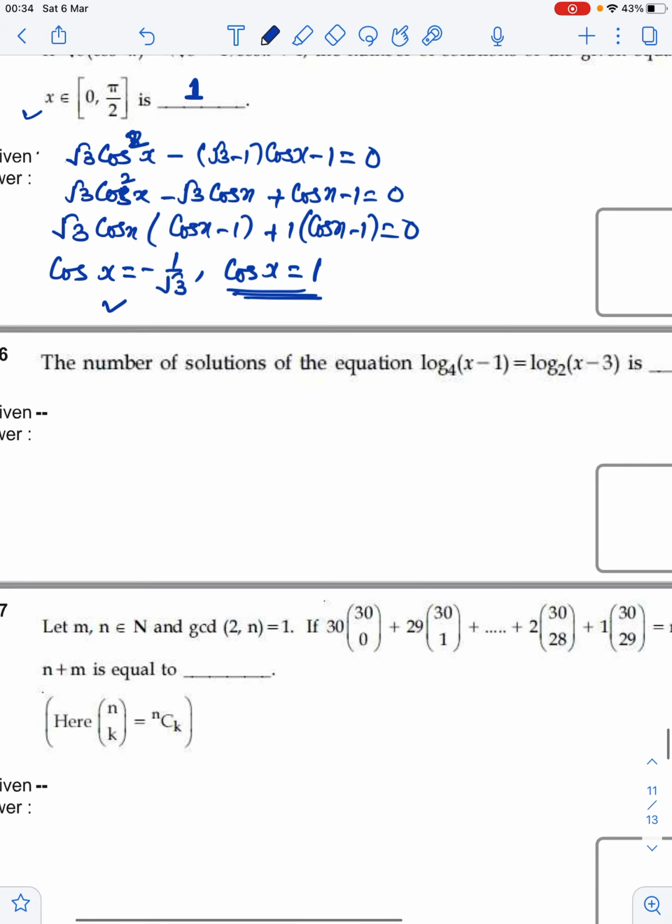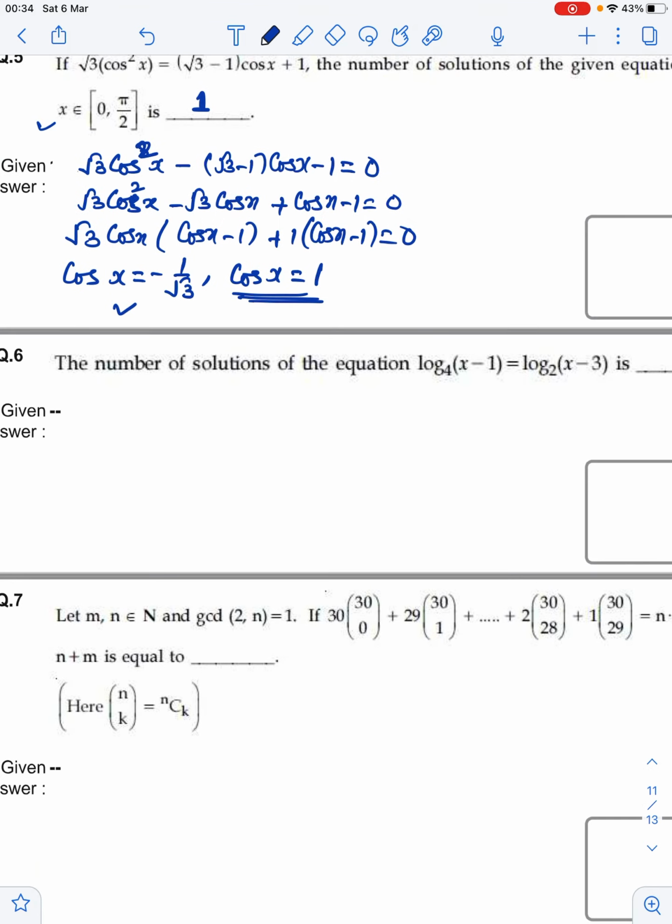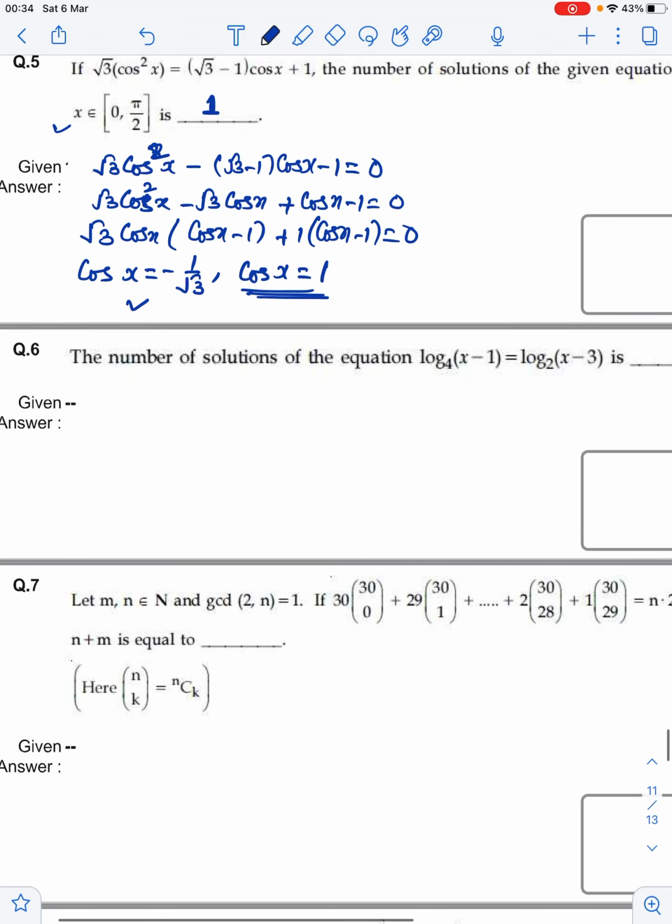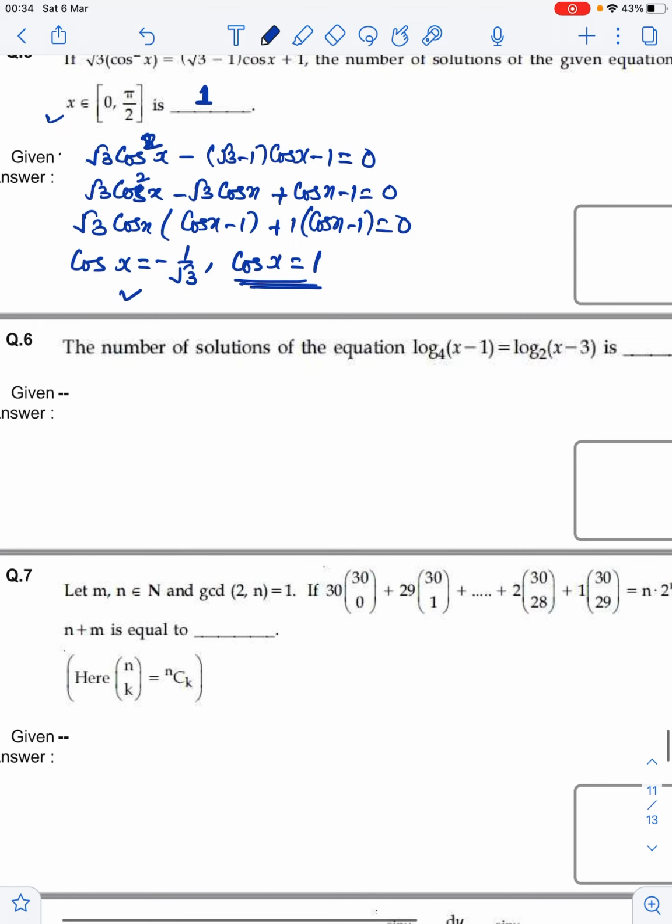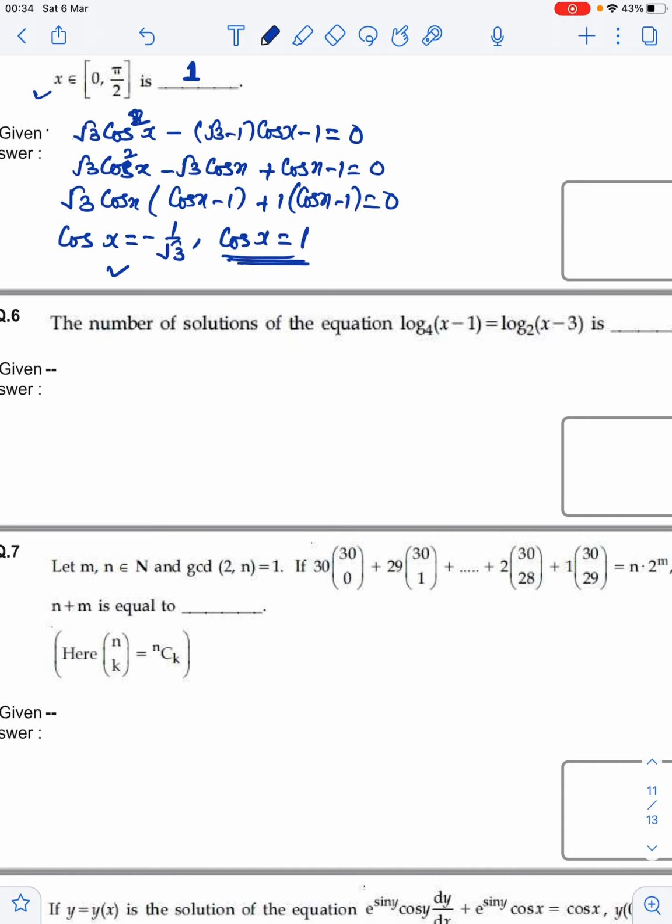We can quickly move to question number 6. A very bookish question. Number of solutions of this equation. The equation is given: log of x minus 1 base 4. 4 can be written as 2 to the square. So this becomes half of log of x minus 1 base 2 equal to log of x minus 3 base 2. Now this 2 can cross multiply and come to this side.